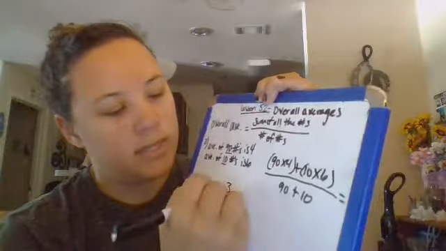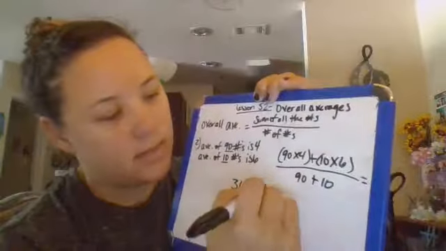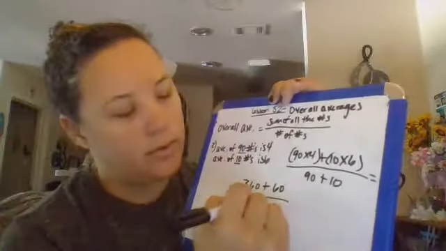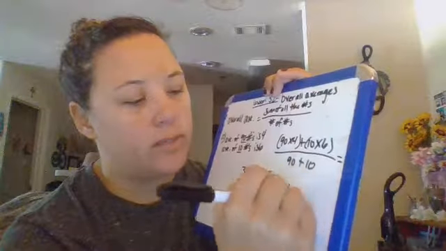Let's figure that out. 4 times 90 is 360. 10 times 6 is 60. And 90 plus 10 is 100. If we added those two up and then divided it out, our final answer would be 4.2.